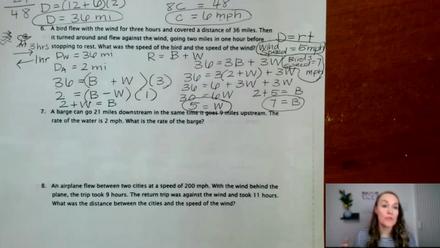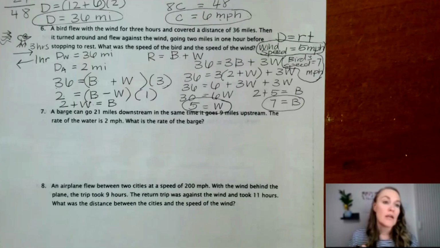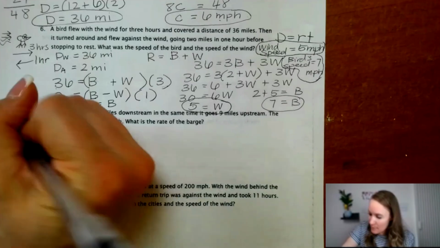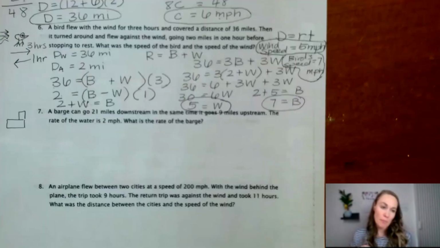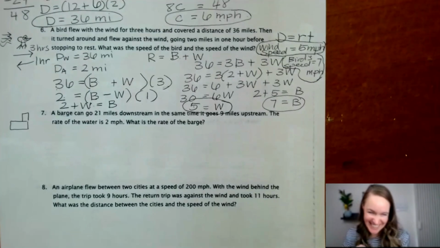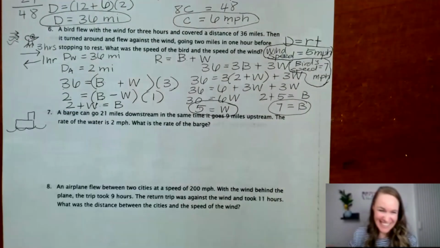A barge can go 21 miles downstream in the same time it goes 9 miles upstream. The rate of the water is 2 miles per hour. What is the rate of the barge? Okay, so same thing. I'm going to draw a barge, which is a super big ship, and I'm going to draw it like that. This tells me that it's a barge.